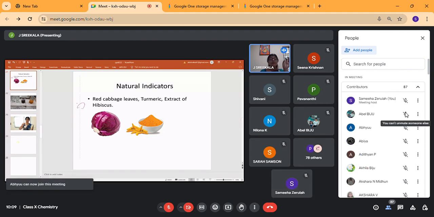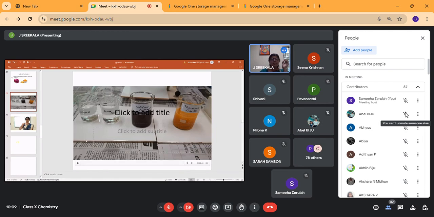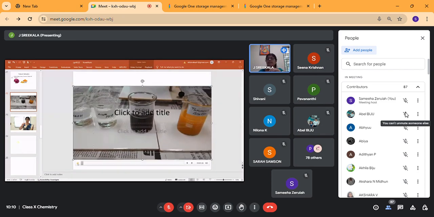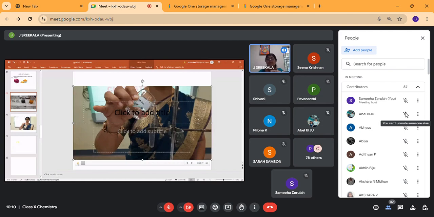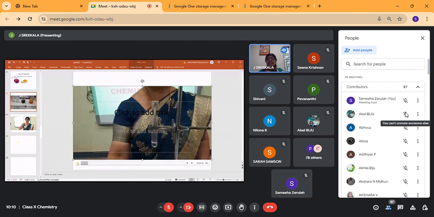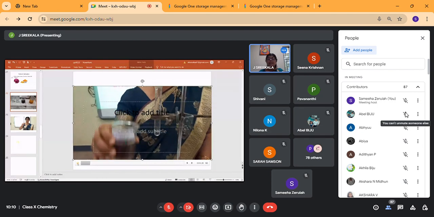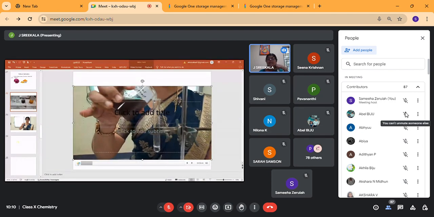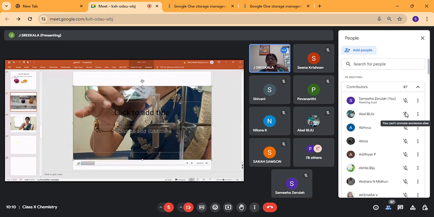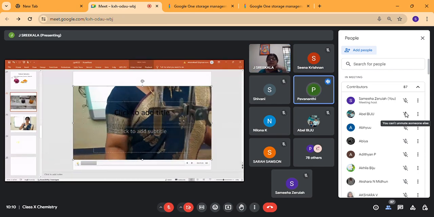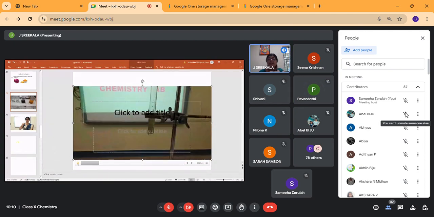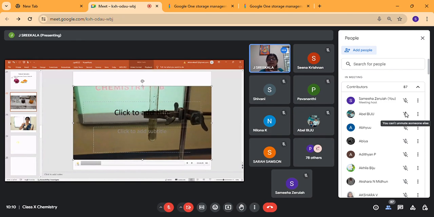Okay? So I will show that one activity. What I did, I did not get red cabbage, but I got hibiscus flower and turmeric. Its extract is made. Can you see this? See, children. The one is hibiscus extract, another one is turmeric solution. NaOH is taken in a test tube, and hibiscus extract is added. You see the color change. Because of my saree color, it is now you see green color. It is green color.